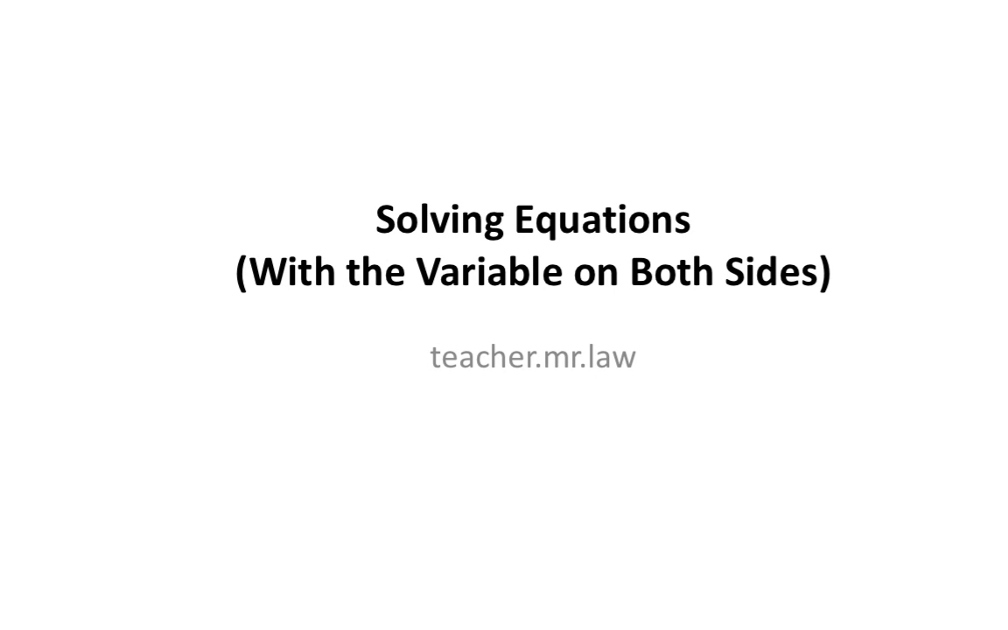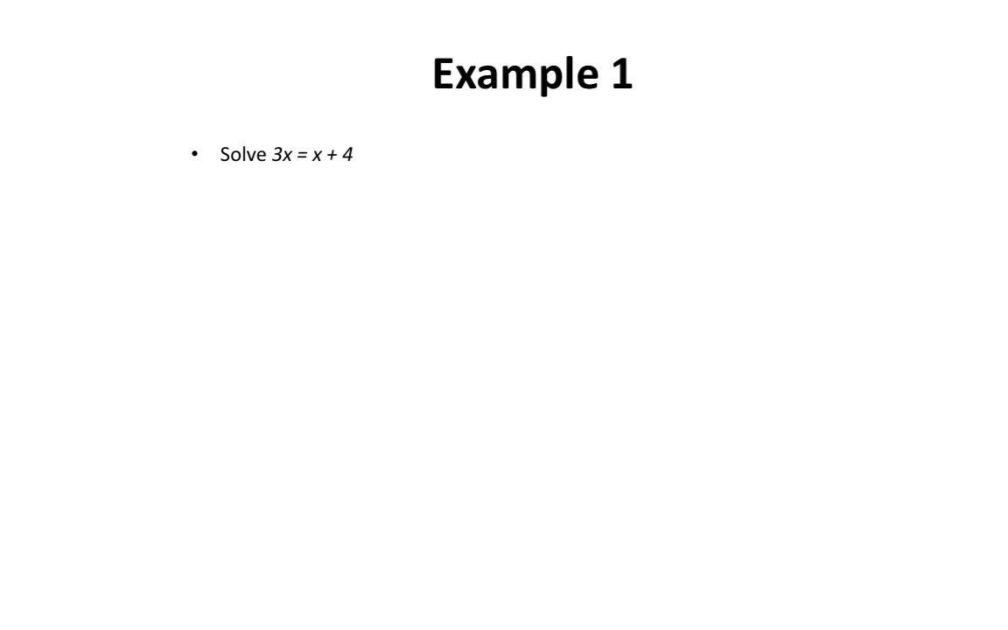In today's lesson, we'll be learning how to solve equations with a variable on both sides. In our first example, we want to solve 3x equals x plus 4. First thing you want to do is rewrite the question. Next, we want to simplify both the left side and right side of the equation.